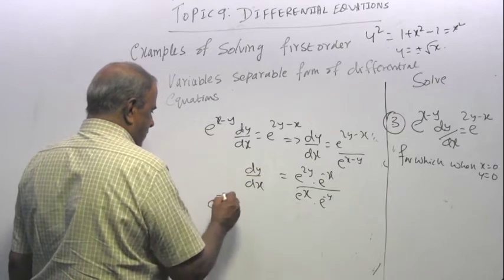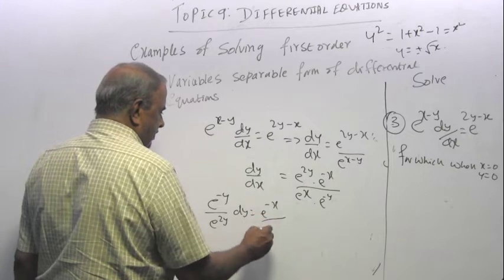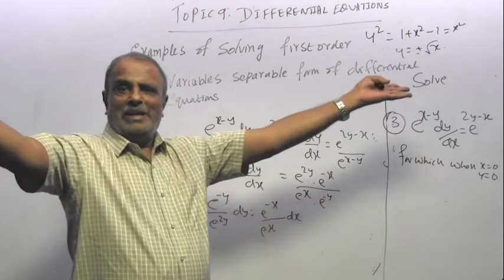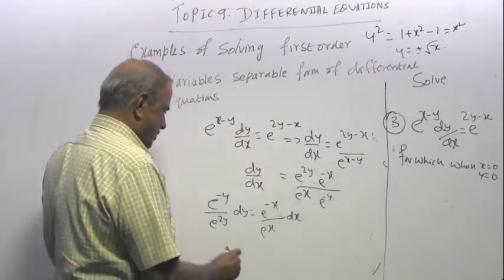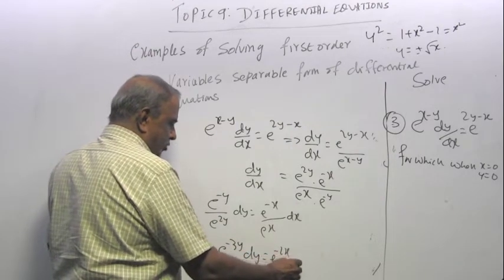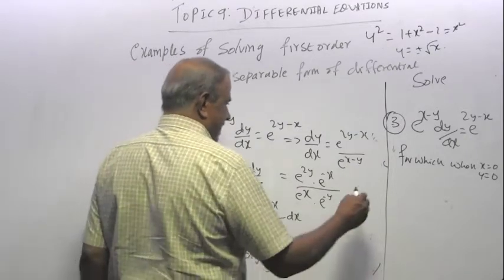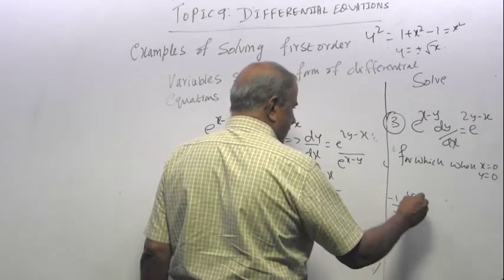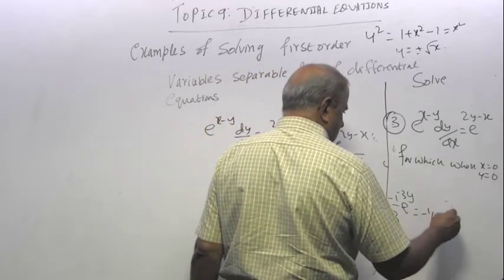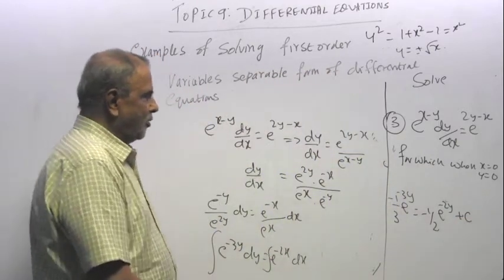Now I can say therefore e power minus y over e power 2y dy equals e power minus x over e power x dx. Ha ha! I've separated the variables now. So therefore, e power minus 3y dy equals e power minus 2x dx. Now I can integrate. So what do I get? I get minus 1 over 3 e power minus 3y is equal to minus 1 over 2 e power minus 2x plus c. X is 0, y is 0.